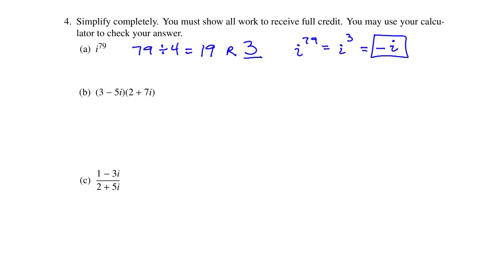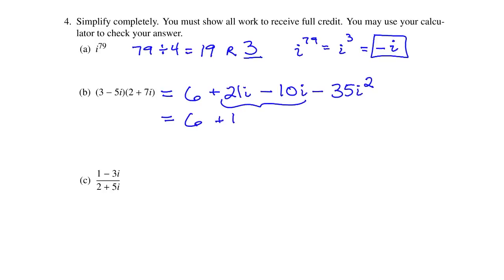Part B, multiply out these two complex numbers. So I'm going to distribute the 3 and get 6 plus 21i. Distribute the negative 5i, so you get negative 10i minus 35i squared. Here, the i's can combine. 21i minus 10i is 11i. Recall that i squared is equal to negative 1, so this becomes negative 35 times negative 1. And this would then be positive 35. So positive 35 and 6 is 41.